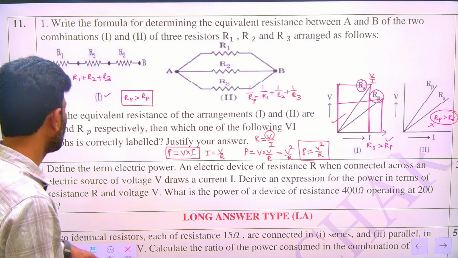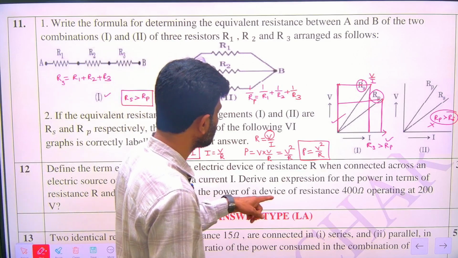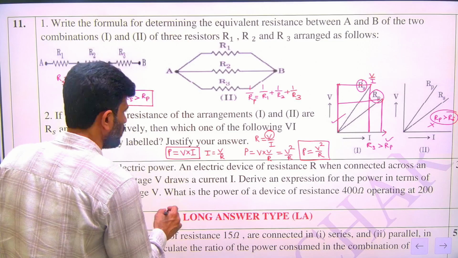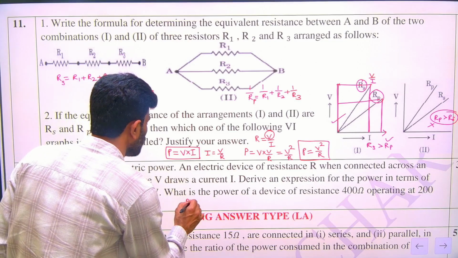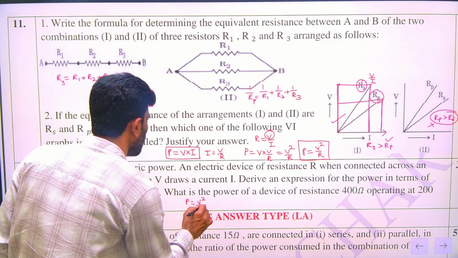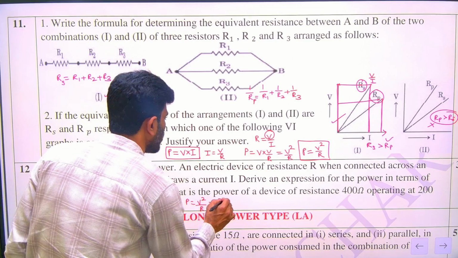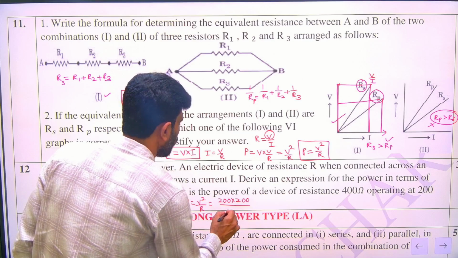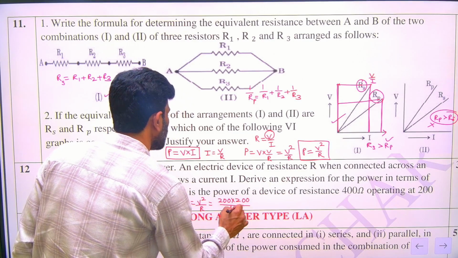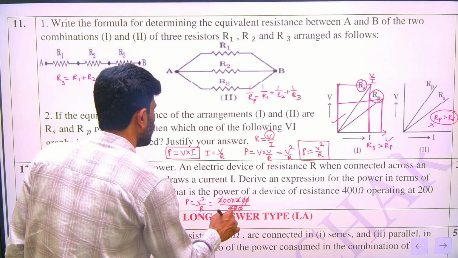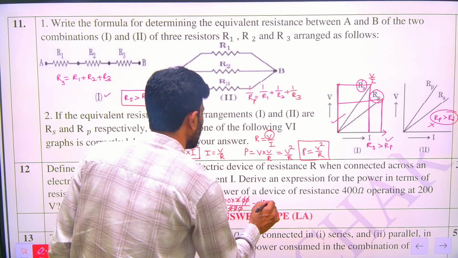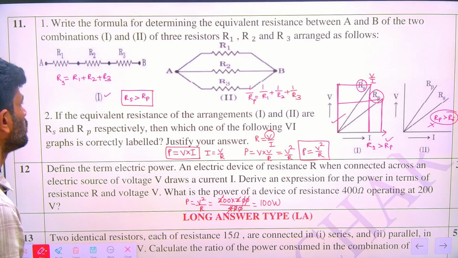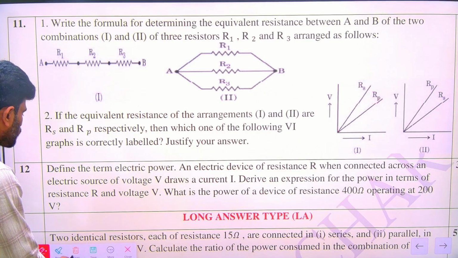And at last there is one problem also in this. What is the power of a device of resistance 400 ohms and voltage 200 volts? So which formula do we have to use? Same formula, P is equal to V square by R. That is 200 into 200 by R, which is 400. So cancel the zeros, 4 ones are 4, 4 ones are 4. So what is left over? 100. So 100 watt. Power is 100 watt. Hope you understood this also.